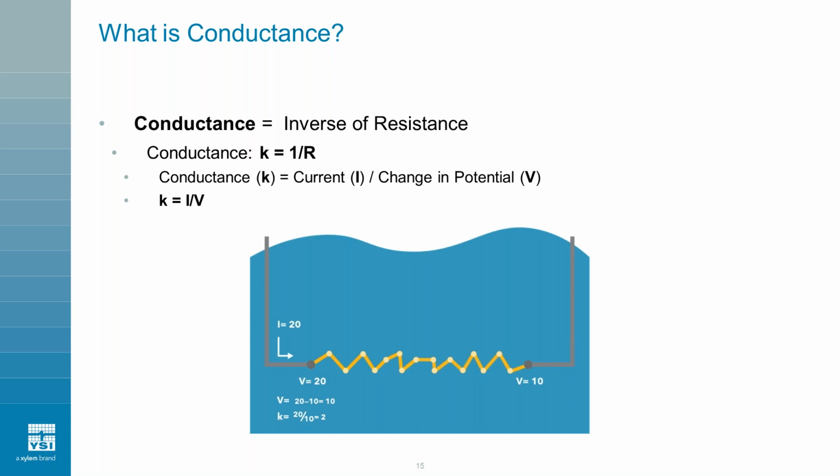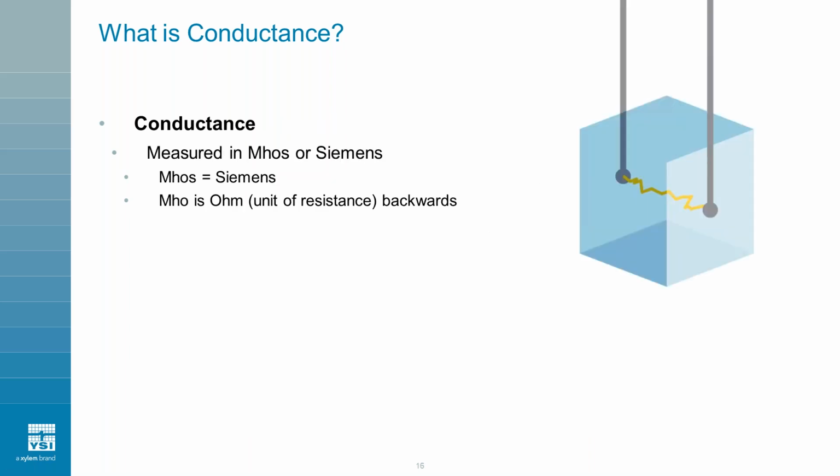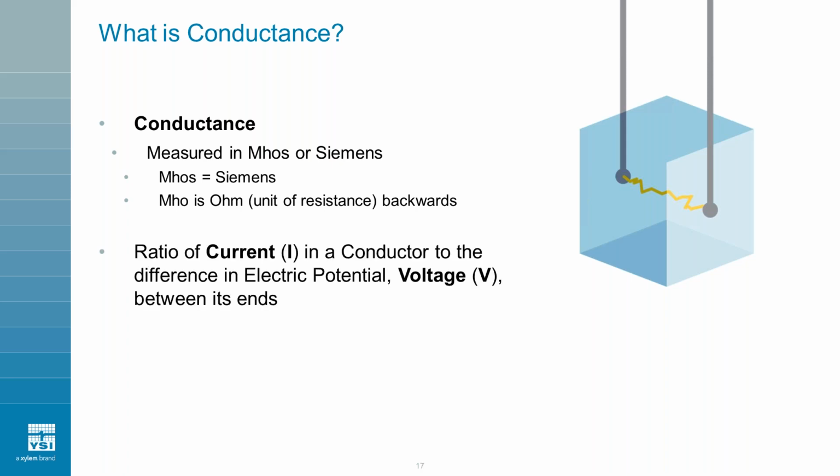But 2 what exactly? Conductance is measured in mhos, or Siemens. Mhos are equal to Siemens. Since conductivity is the inverse of resistivity, an ohm is a unit of resistance. Mho is simply ohm backwards. As measured, conductance is defined as the ratio of current in a conductor, the conductor being liquid, to the difference in electrical potential or voltage between its ends, the electrodes here.